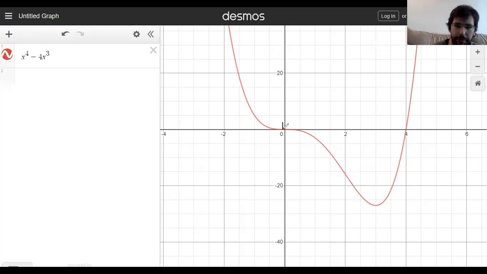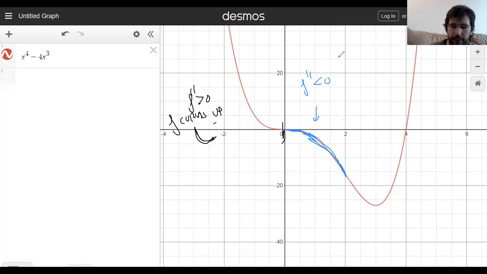So here, up to here, the second derivative was positive. So f was curving up, and you can see that it is curving up. In the second segment, up until two, here is the chunk where the second derivative was negative. So f is curving down. And starting at two, something special happens: the second derivative becomes positive again, and the function goes back to curving up. It looks like a smile.